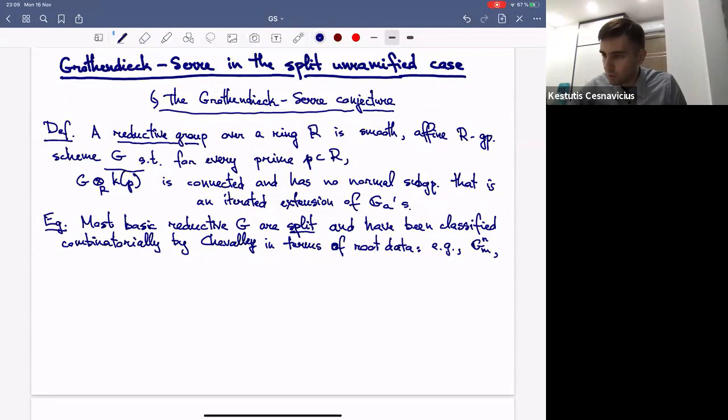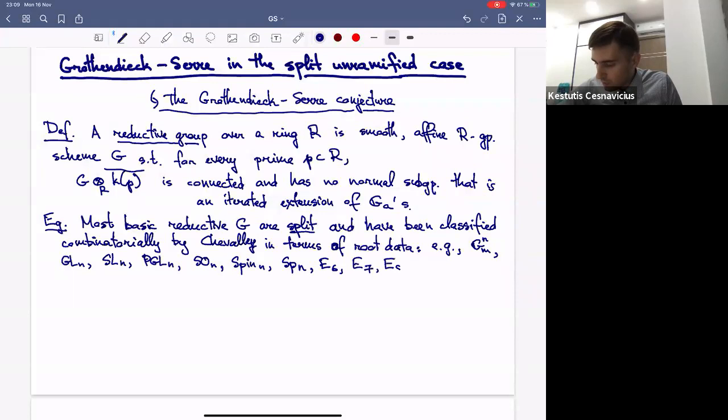Of course, we have GL_n, SL_n, for example PGL_n, orthogonal groups, spin groups, many different types of split groups, and of course they need not be absolutely simple. For example, one could have different types appearing.